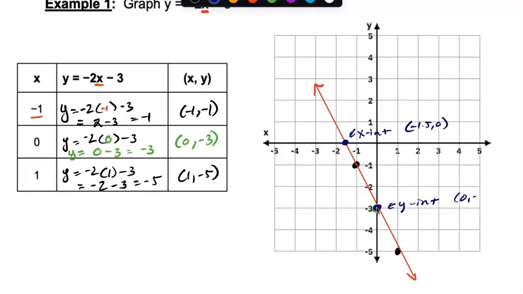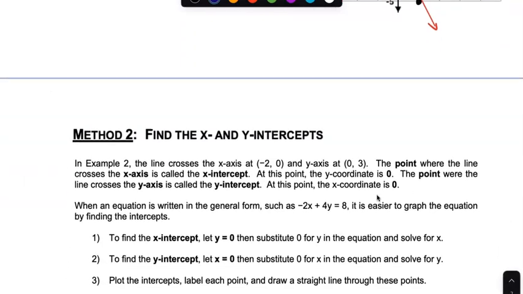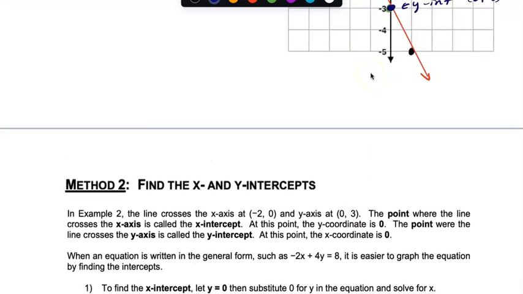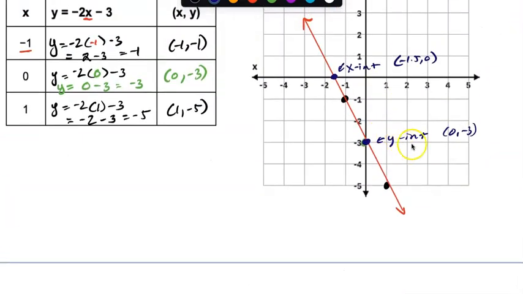0 and negative 3. So one way to do this is just find the x and y intercepts and connect those 2 points. So that's our next method: how do you find the x and y intercept? So it's a little funky. If you look back up here, my y-intercept has the x value be 0, and my x-intercept has the y value be 0, right?